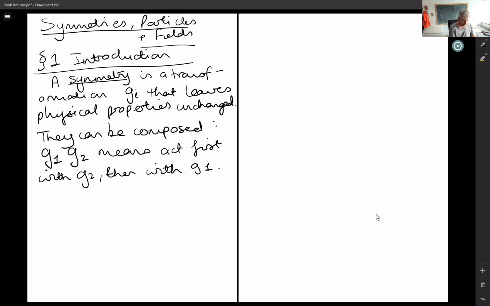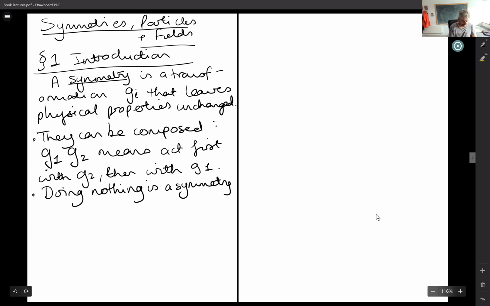You'll notice that doing nothing is an action which we can describe as a transformation that leaves the physical properties unchanged. And so doing nothing is a symmetry. This sounds trivial, but it's more important than you'd think. We're going to call this particular symmetry not by one of the g_i, but by E, the identity it's called.